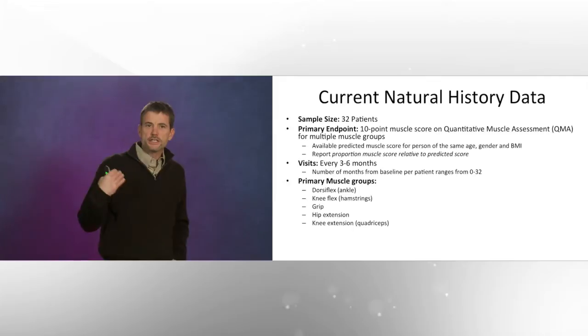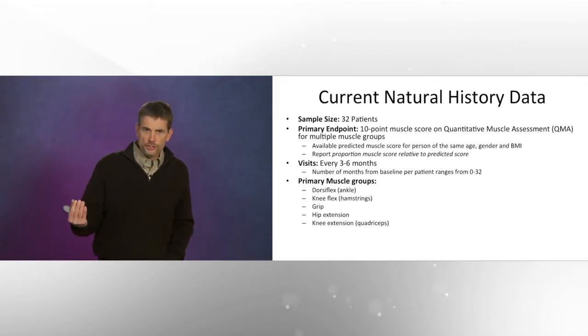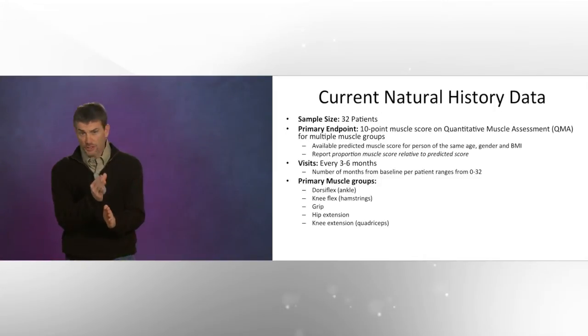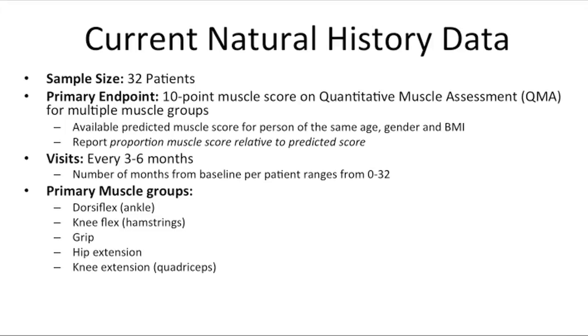There's a natural history database at the NIH, it's a couple years old, where there are 32 patients, and every 3 to 6 months they have a 10-point muscle score, a quantitative muscle assessment, done, where they record the muscle strength. It's a really neat endpoint, as you'll see, because it is adjusted for age, gender, and BMI of what's normal. So what you'll see is the percent of normal for an individual. And we can try to see the progression of the disease on this.